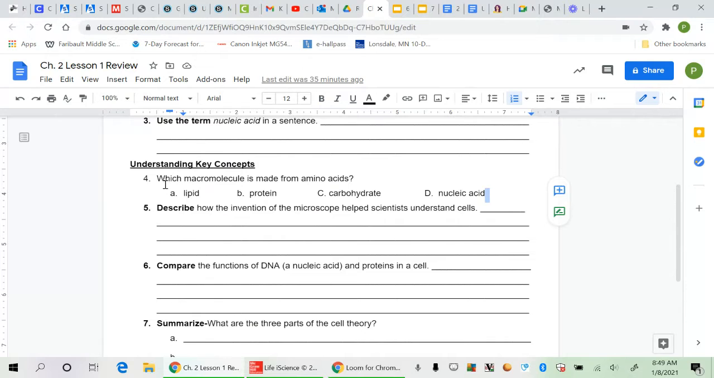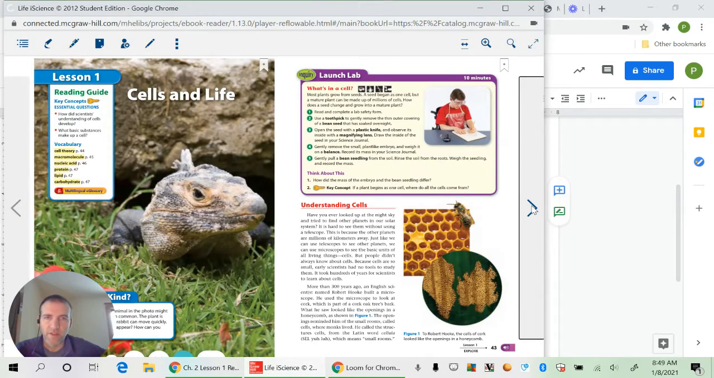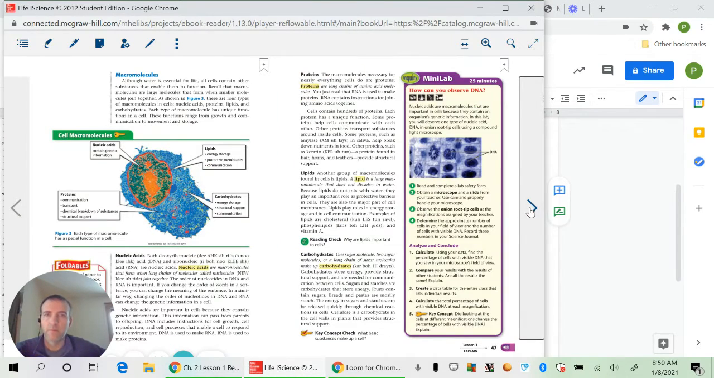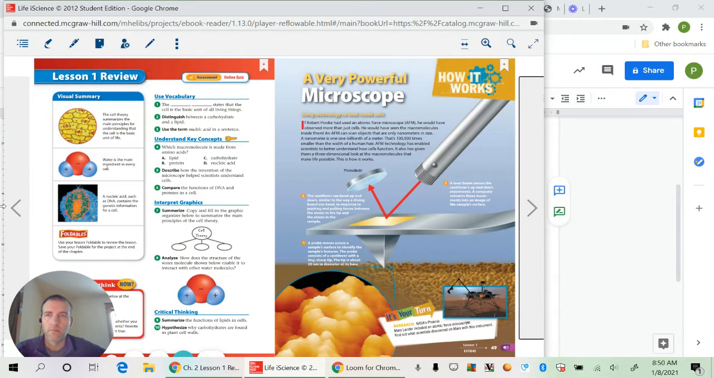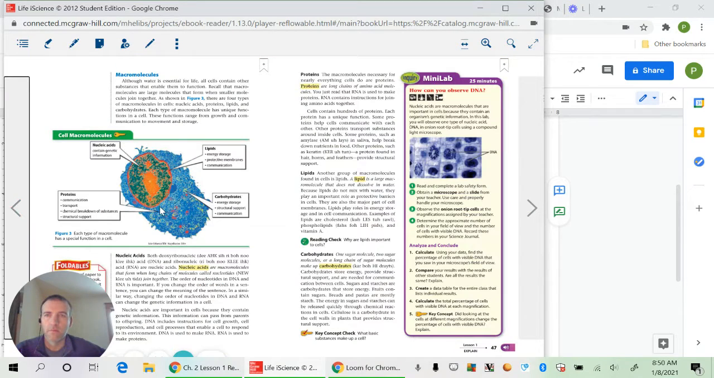The first one says, which macromolecule is made from amino acids? It's a multiple choice question, so you just need to circle or highlight which one you think is the right answer. The macromolecules are shown on pages 46 and 47. So these 2 pages are where you're going to find that answer. Maybe start by skimming the definitions. The definitions, remember, are in italics right after the highlighted words.